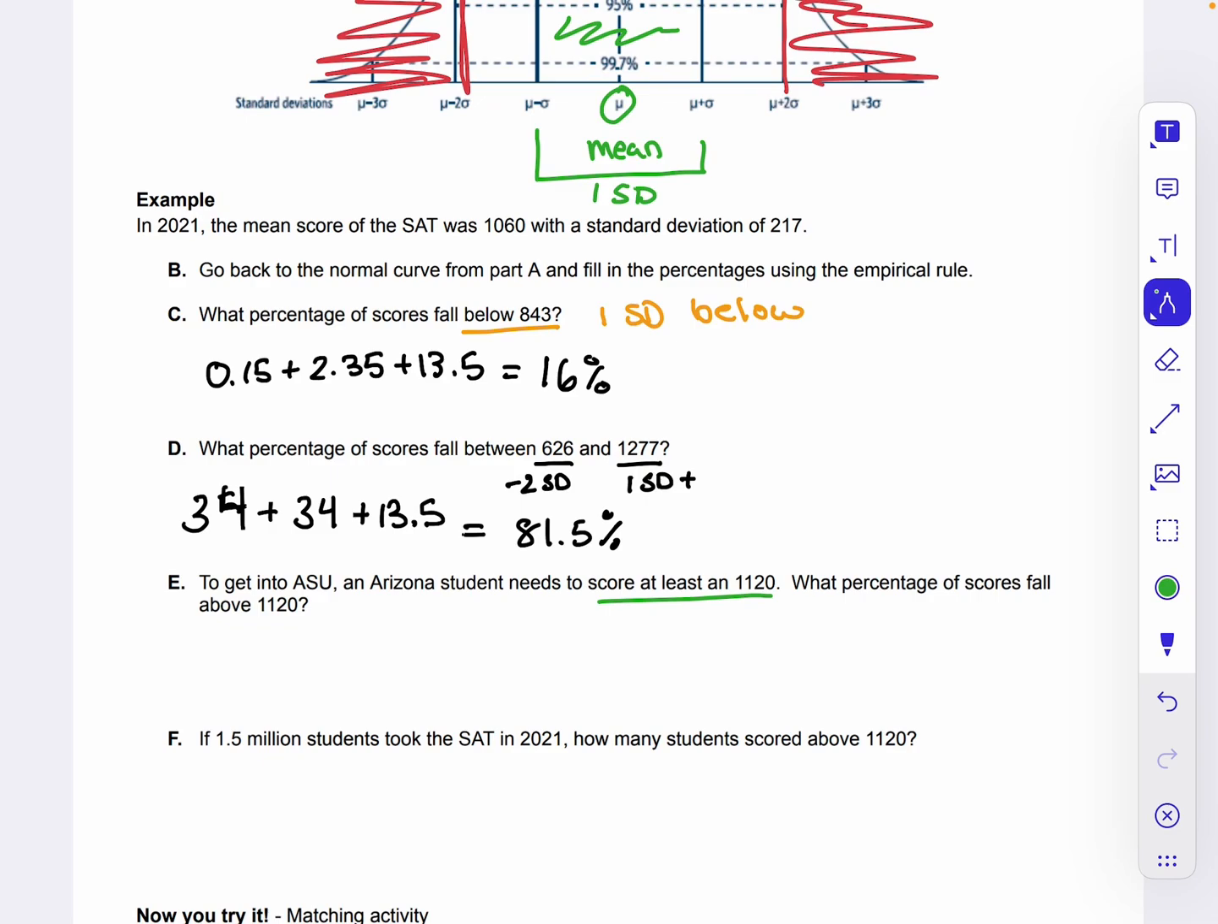And for this one, we're going to use Desmos. I'm going to flip over to Desmos for a minute so that you can see how normal distributions work in Desmos. And we're actually going to use Desmos to go back and double check our answers on C and D as well.